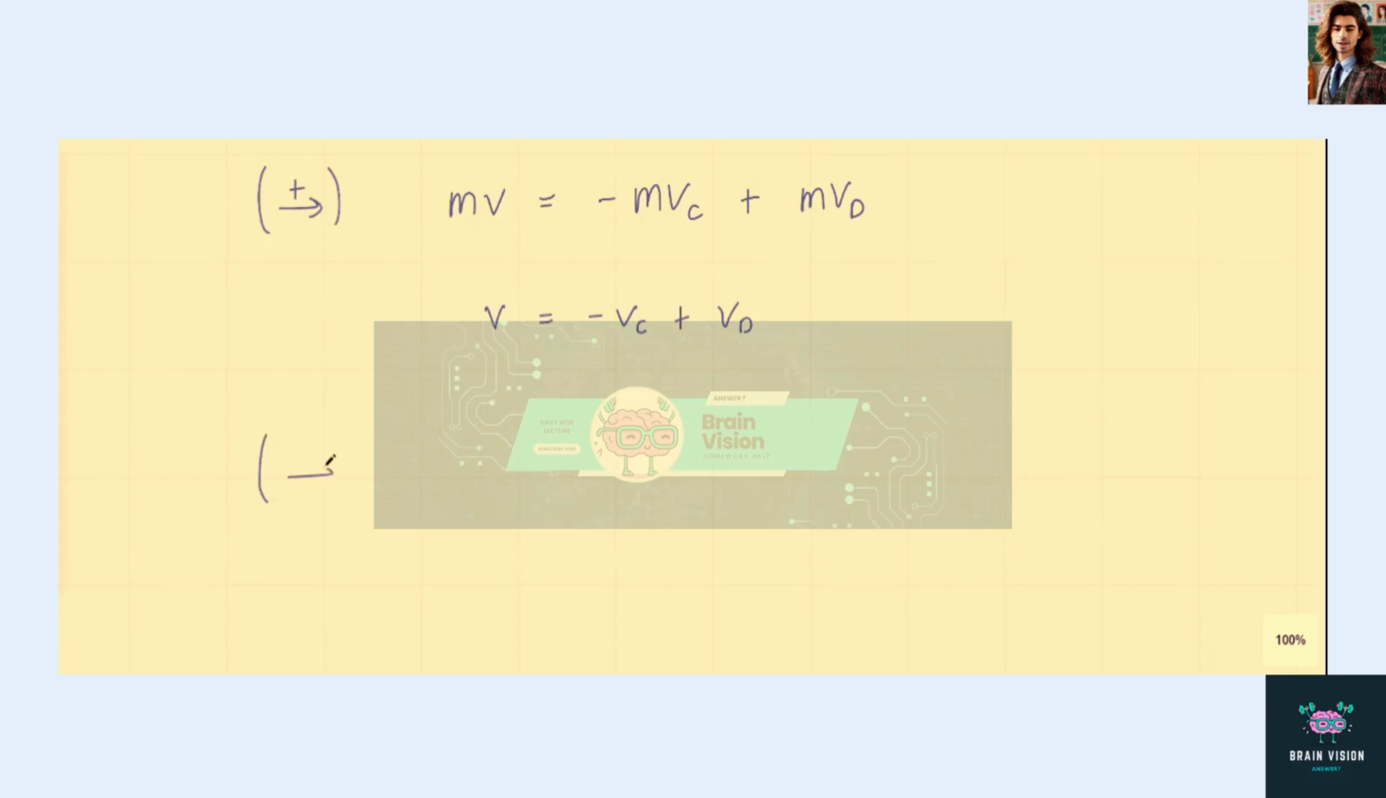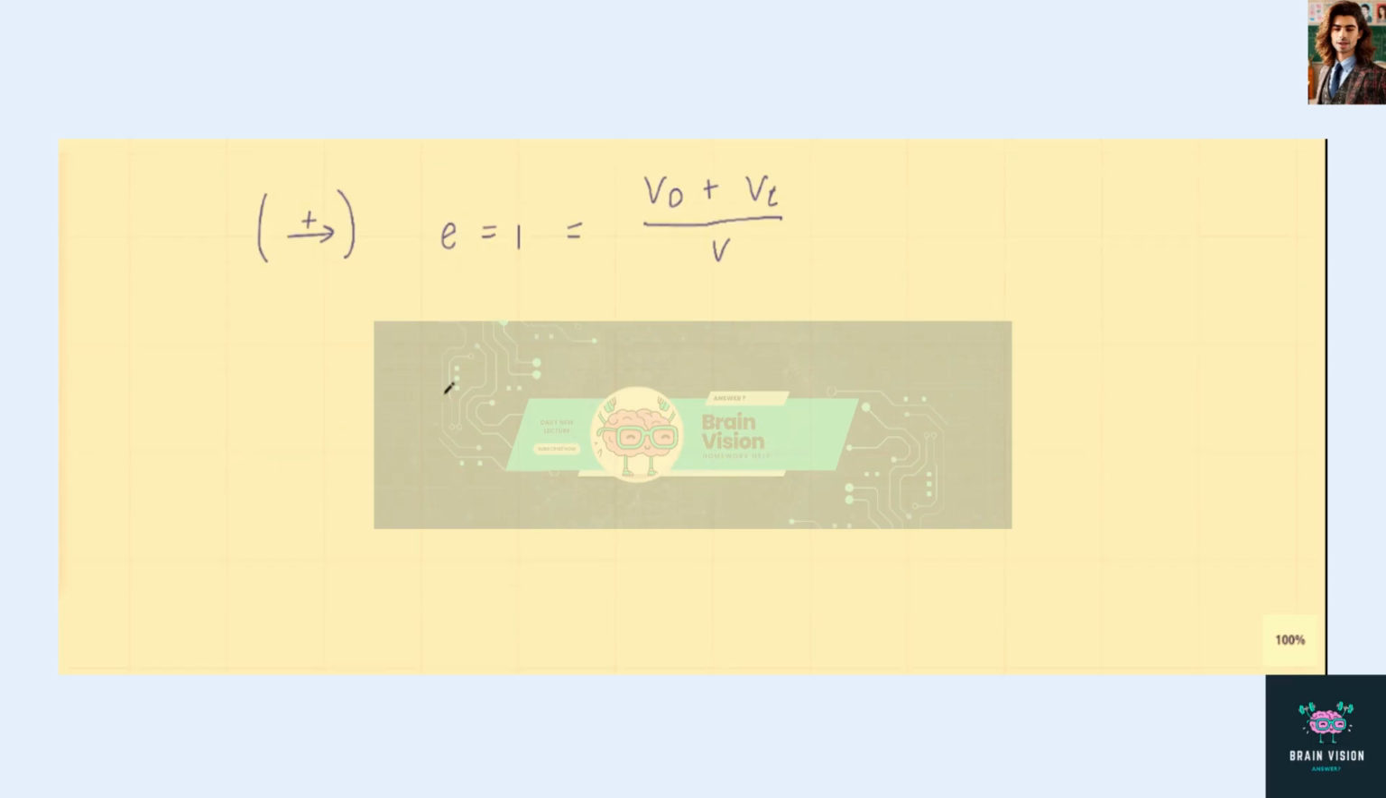Now we'll do the same as we did above. We look at the coefficient of restitution. Again, that's 1. So E is equal to 1, which is vd plus vc over v by definition. And so we can see from here that vc after the collision is now 0 and vd is equal to v.